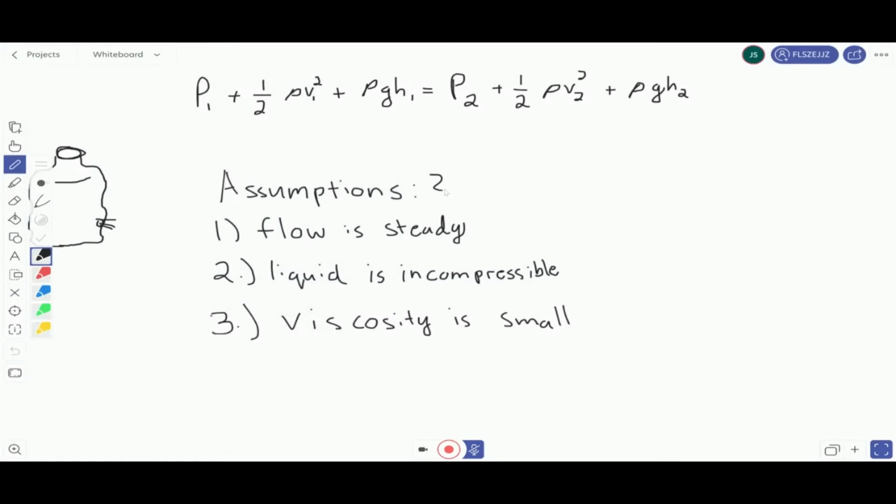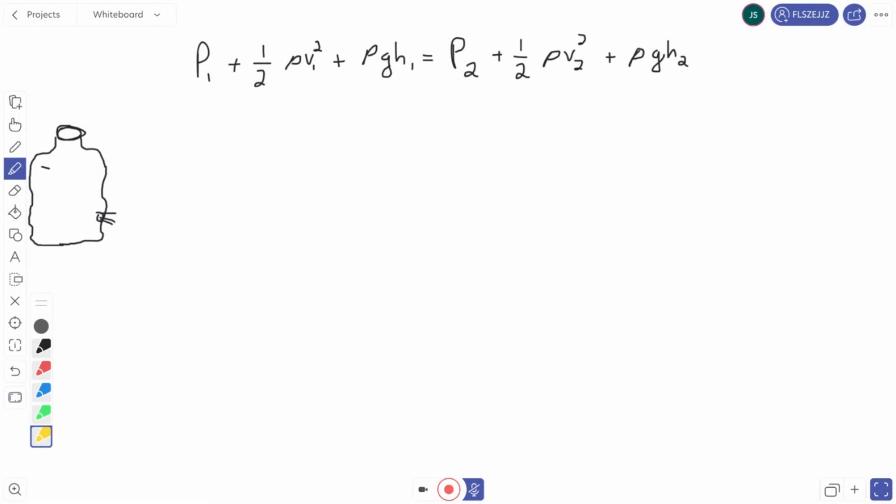This brings us to some key assumptions that we have to make. First, the flow is a steady flow. Second, the liquid is incompressible. Third, the viscosity of the liquid is small. The water used in my apparatus satisfies these conditions. Consequently, we can use the equation to solve for V2 as a function of height.